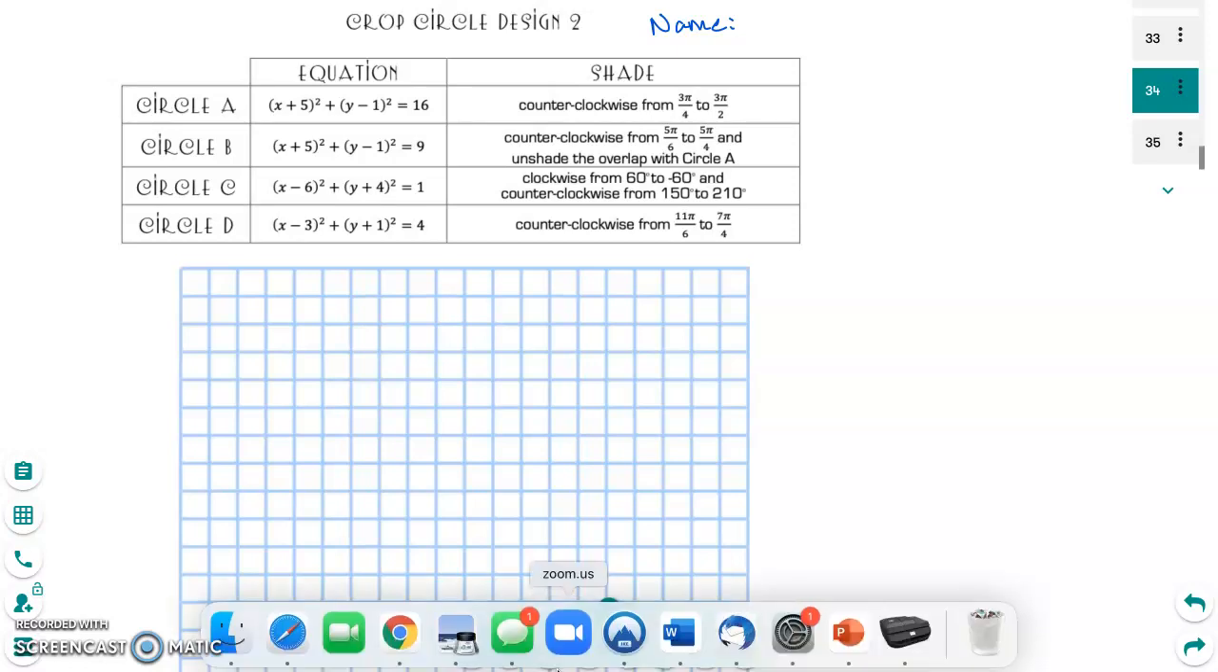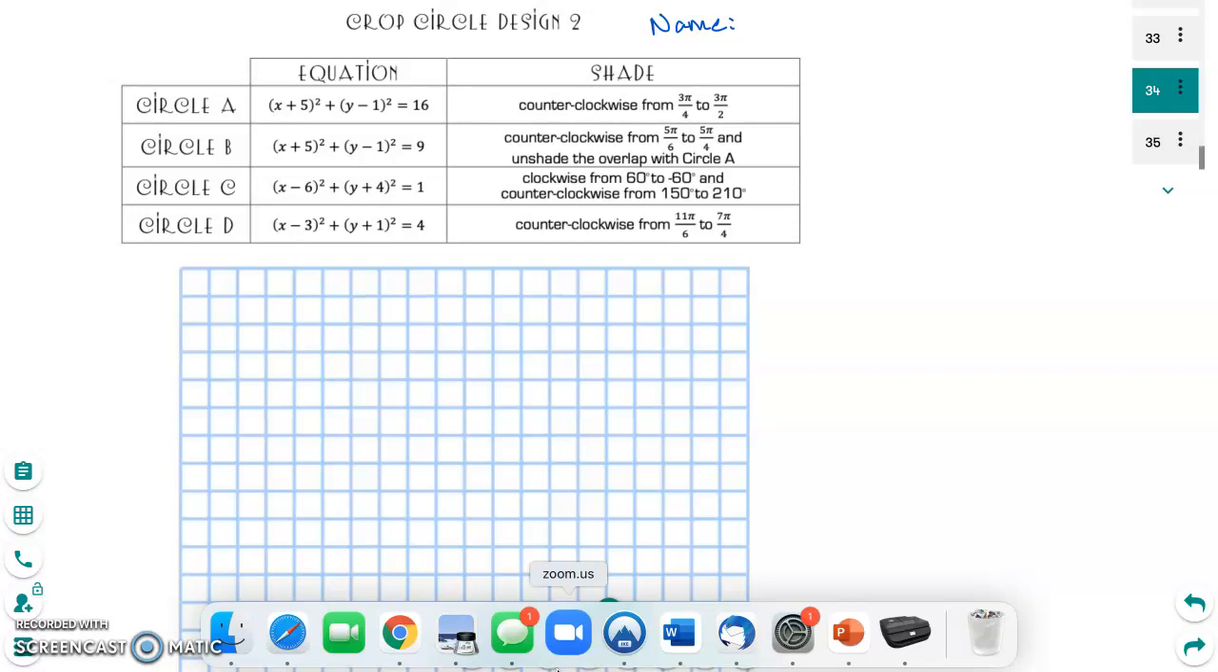All right, so we are going to do crop circle design 2 together. And then on the back, some of you have design 3, some of you have design 4, and you can work on that in groups afterwards. But for now, work with me. Make sure you have a ruler handy and a colored pencil.